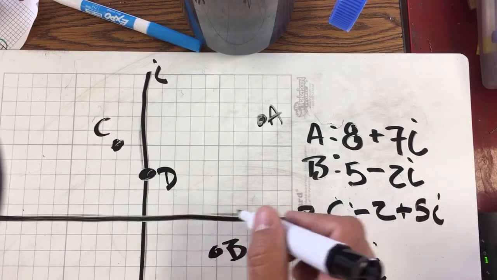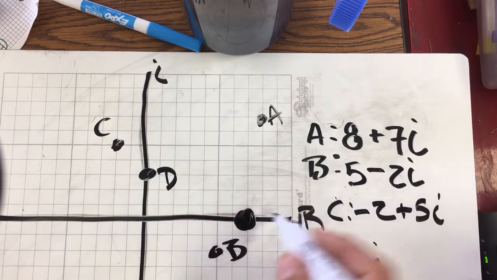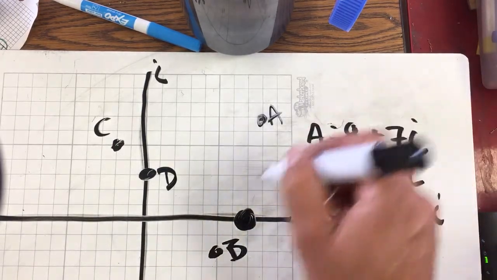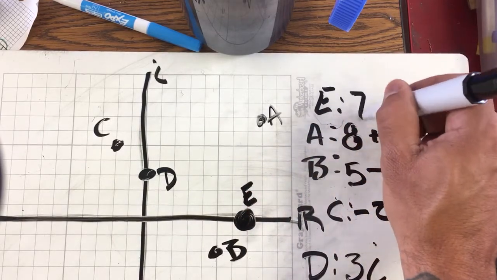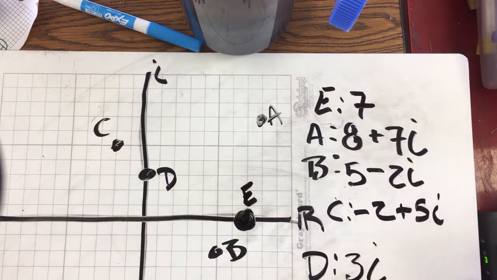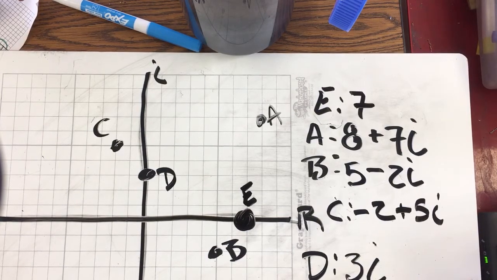If it's just on the real part, this is 7 on the real. I'm gonna call this E. We would just put 7. It doesn't have an imaginary part. So that's really all we did on Wednesday.